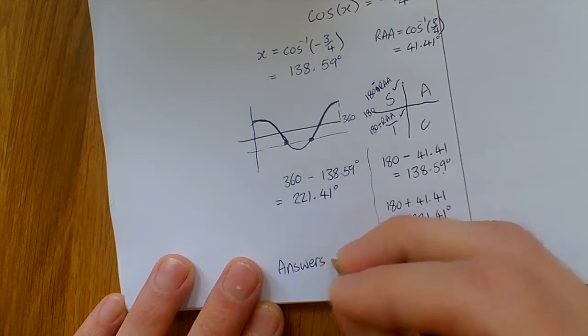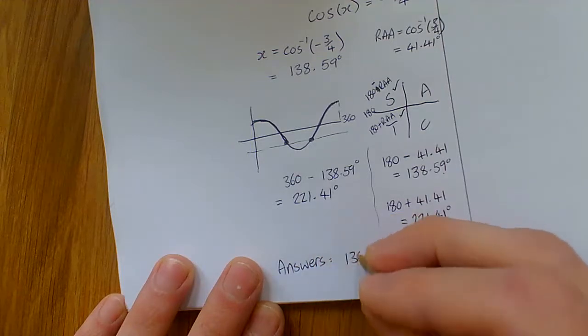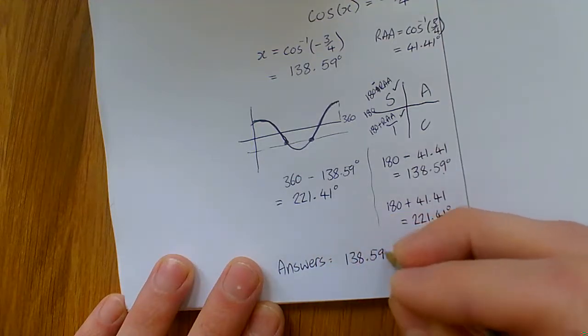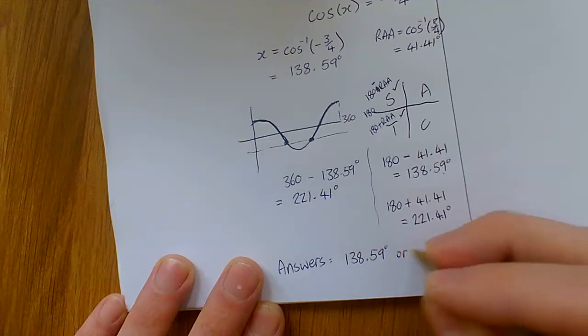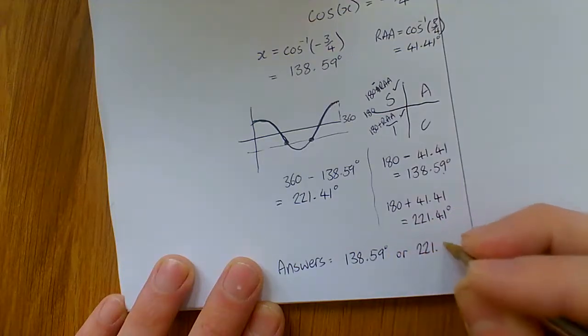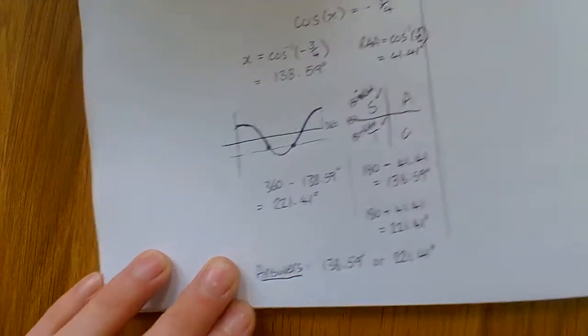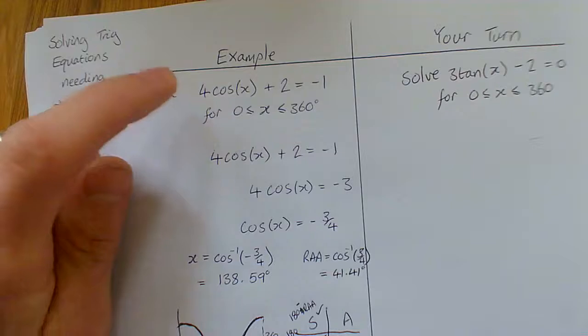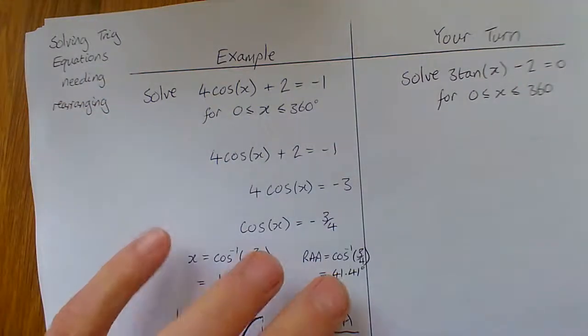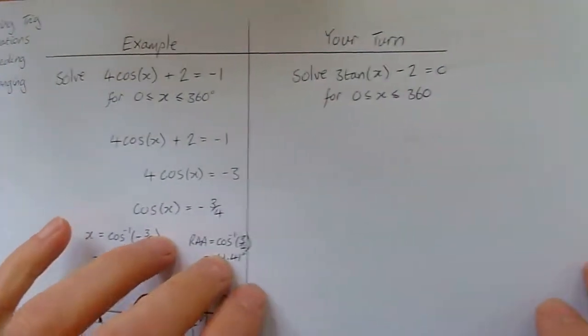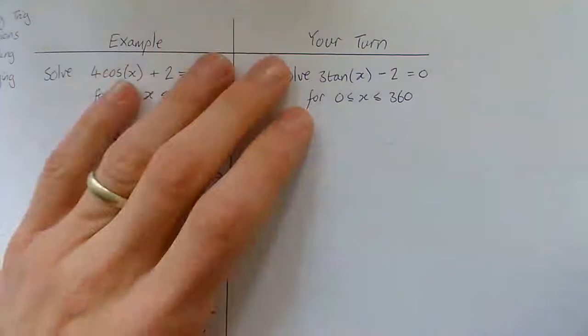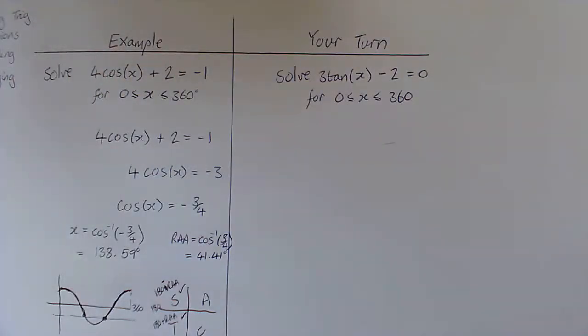So our answers in this case are 138.59 or 221.41. So there's our two answers to this equation. So normal-ish range for this question, but there is the rearranging to do first before you start solving. So again, your turn, have a go. Pause the video and I'll run through it in the second half of this video.